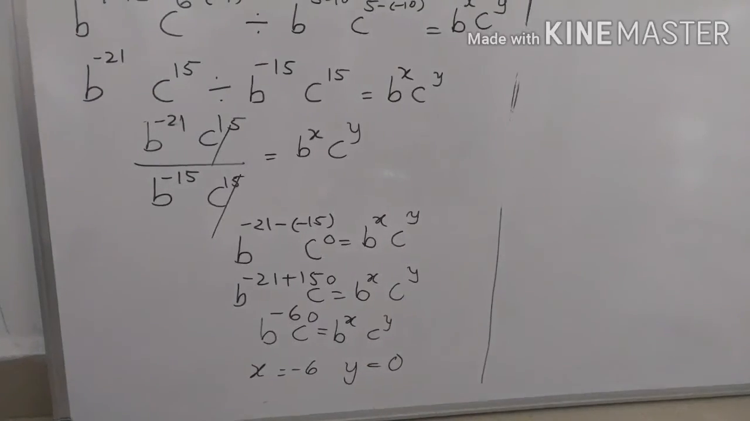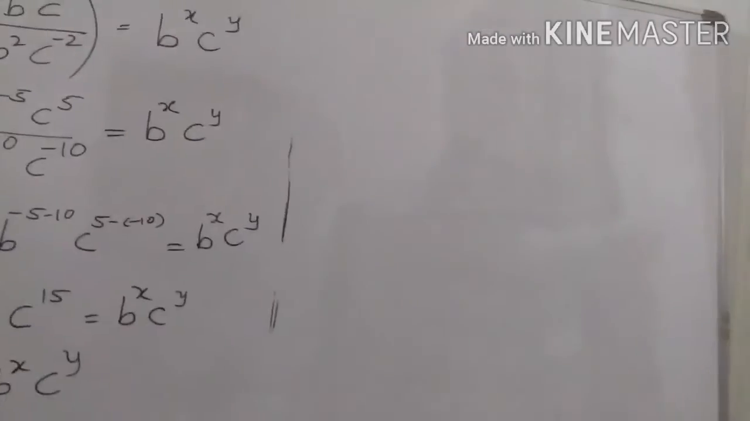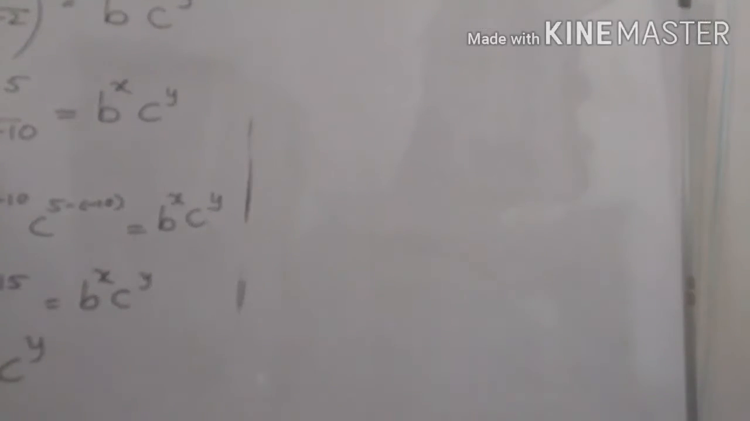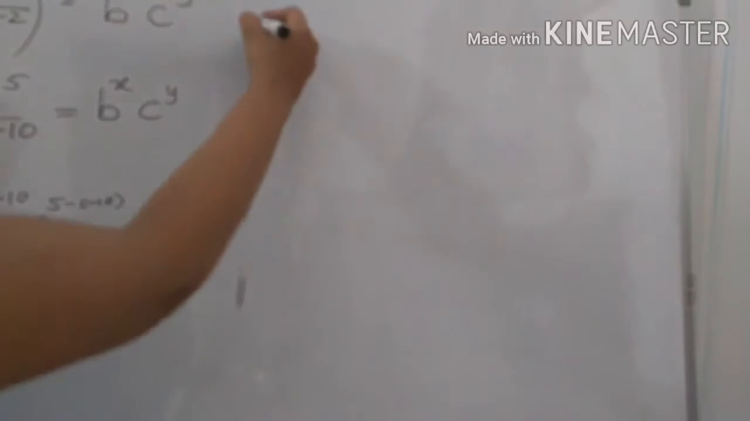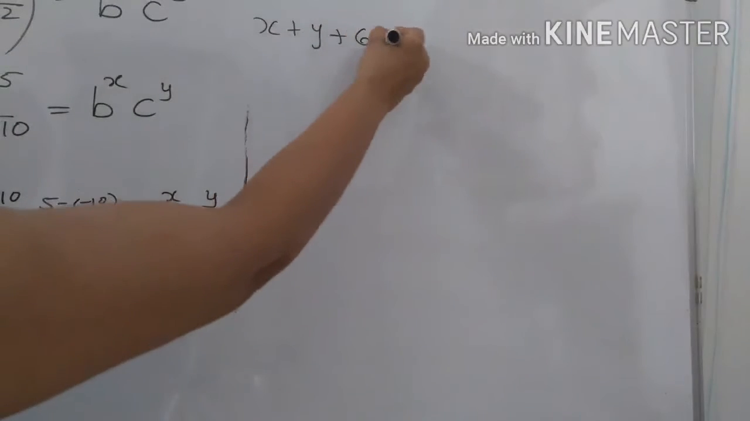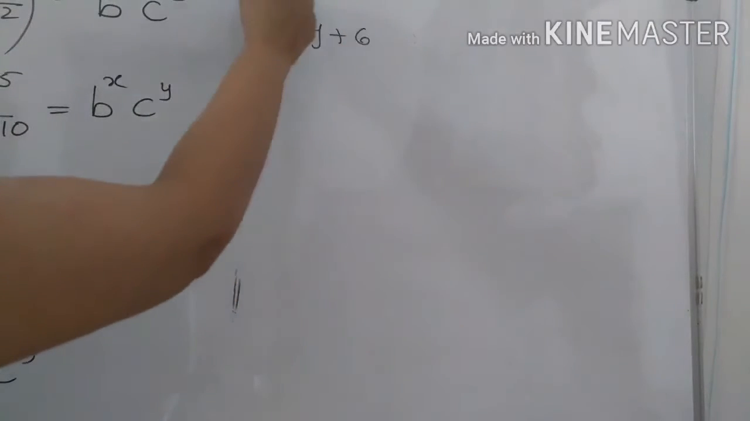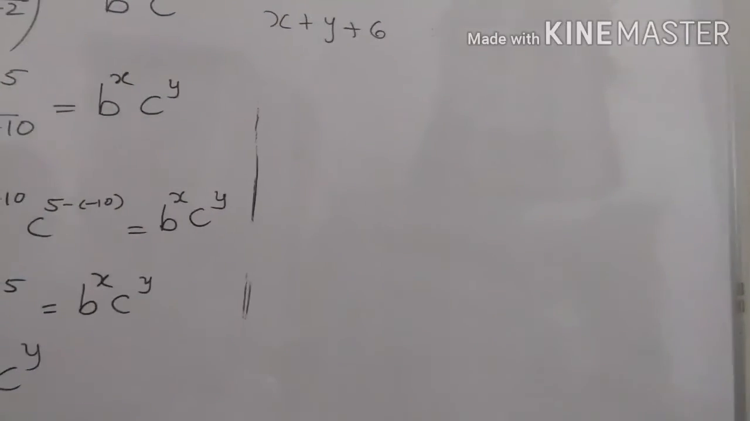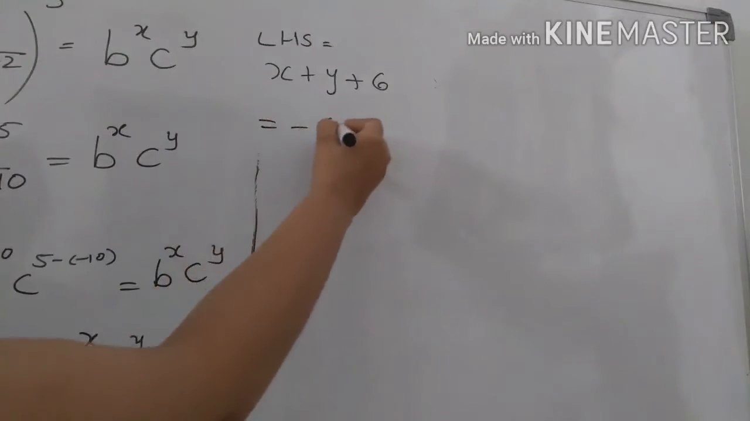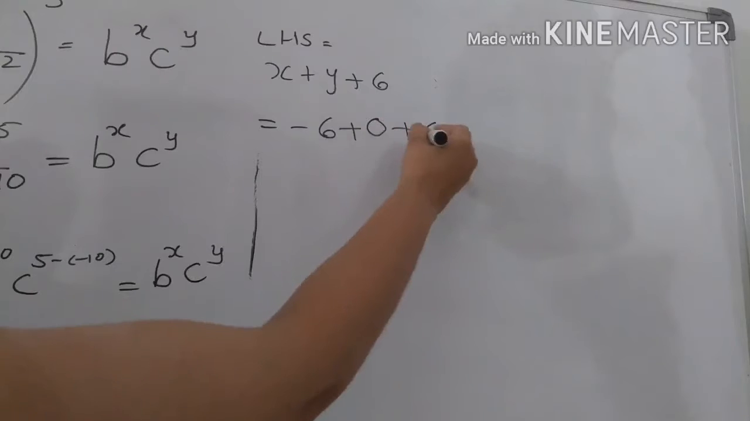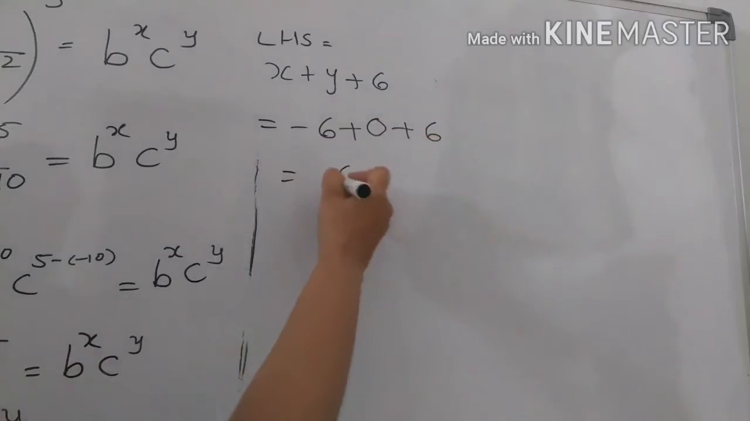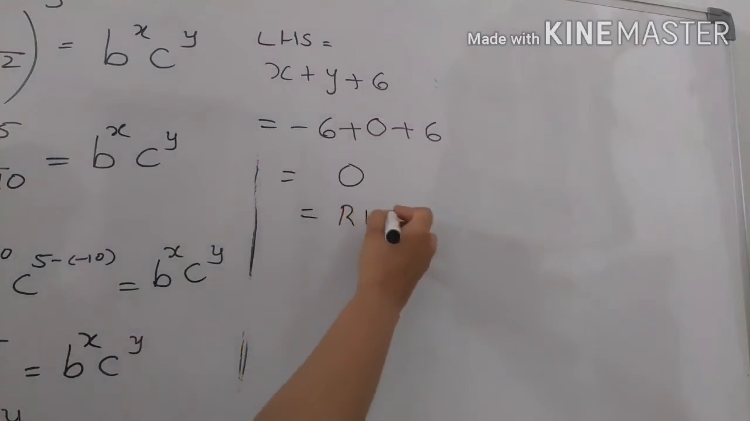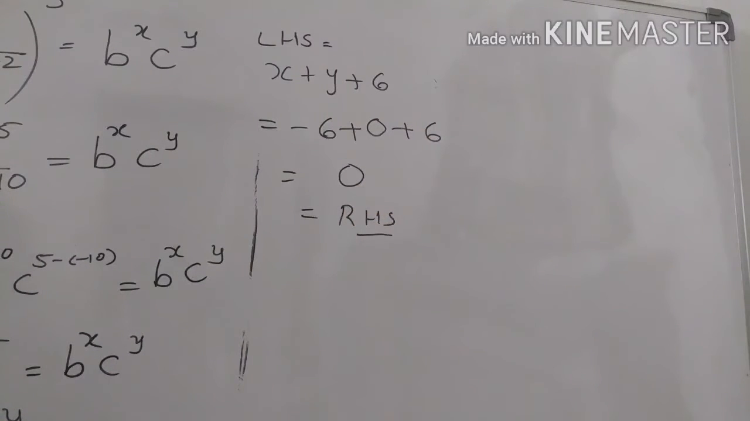Now let us move on to what we want to prove. According to what we want to prove, the left hand side is given: x plus y plus 6 is equal to 0. So this is the left hand side only. We will write it first, and from the left hand side we will write our right hand side. So here the x value we found is minus 6, y is 0 and again plus 6. So minus 6 plus 6 becomes 0. So this is what our right hand side is. So we have completed question number 7 here.